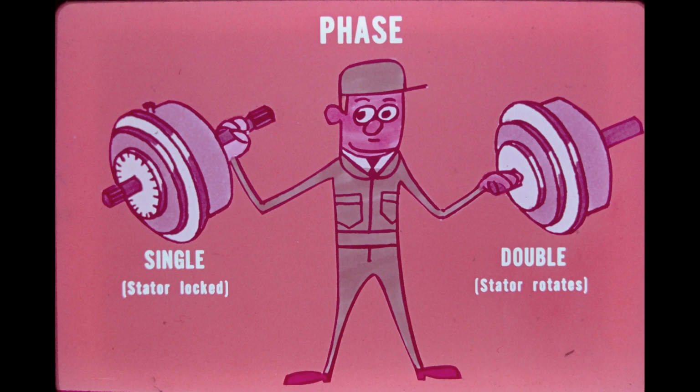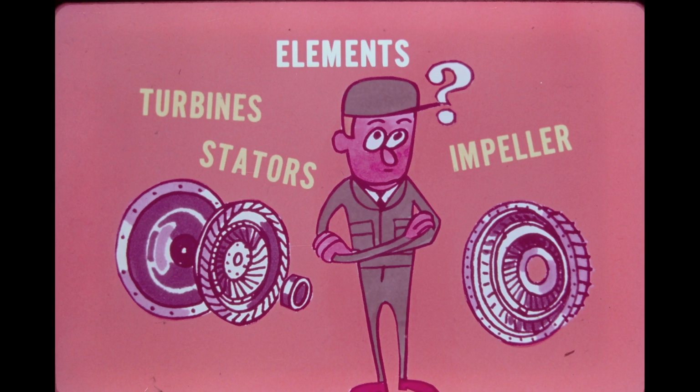A double or two-phase converter, however, can work efficiently both as a torque multiplier and as a fluid coupling because the stator is designed to freewheel during the fluid coupling phase. The term elements refers to the total number of the three basic components: turbines, stators, and impeller. Notice we said stators. Just as a converter can have more than one turbine, so it can also have more than one stator. Multiple stators increase the torque capacity of the converter.